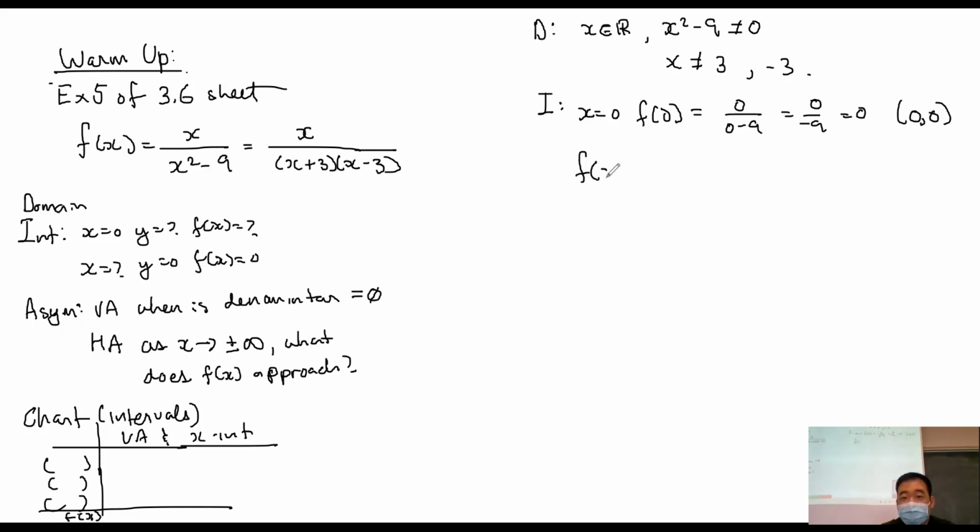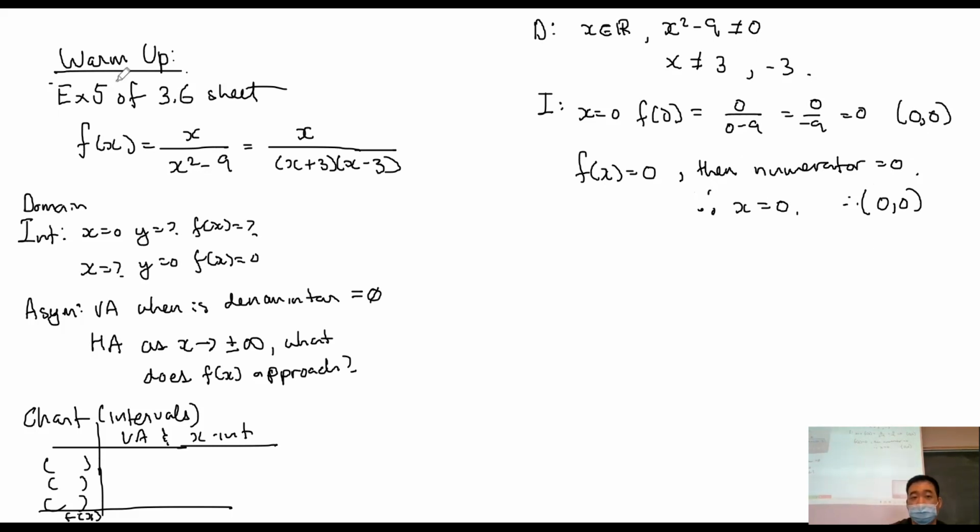If f of x equals 0, in other words, if my y value equals 0, then my numerator equals 0, which means x equals 0. Therefore, my y-intercept is (0, 0). If you're not following my colors, I'm going to use blue and red. If x is 0, then I plug in 0, and my y value is 0.